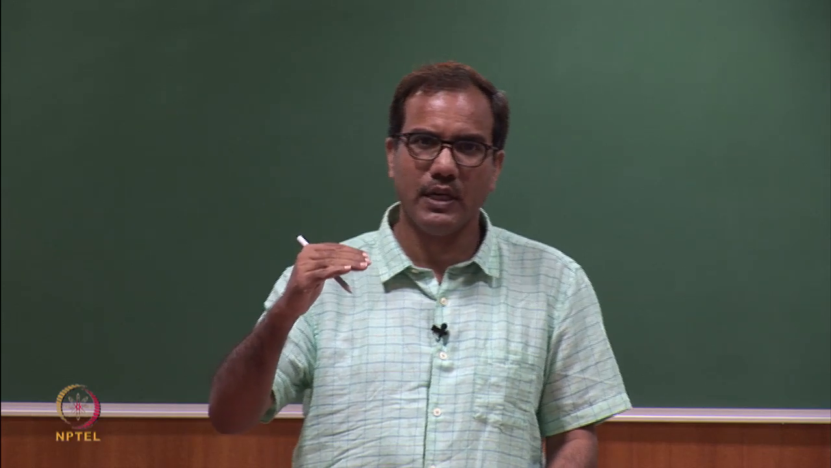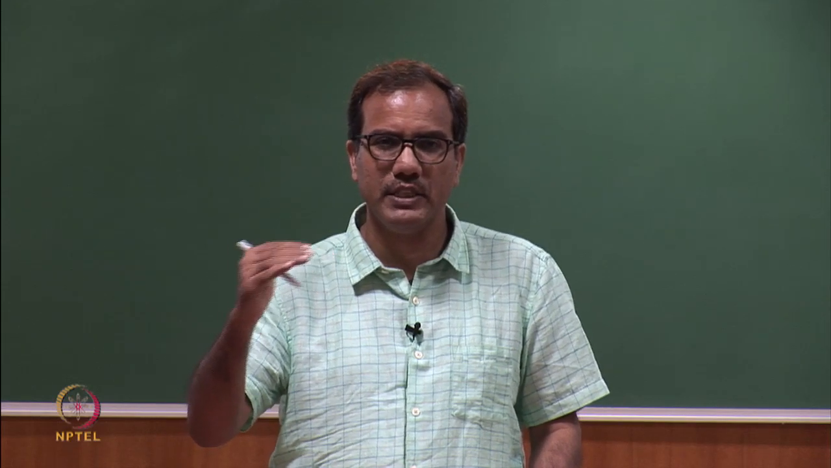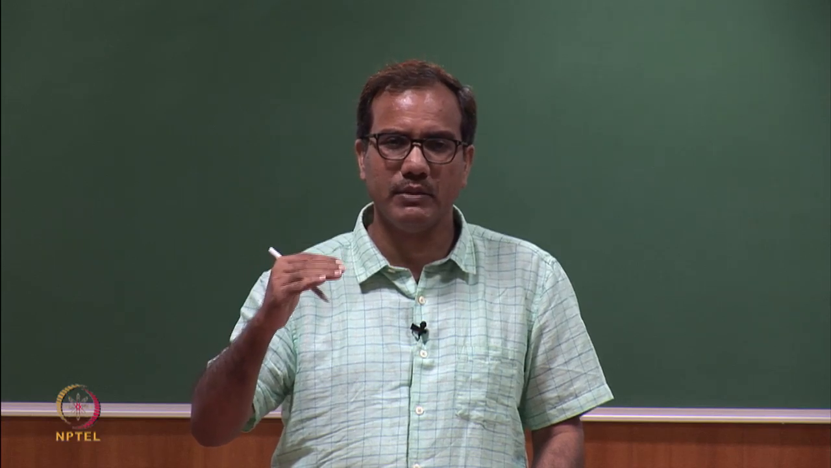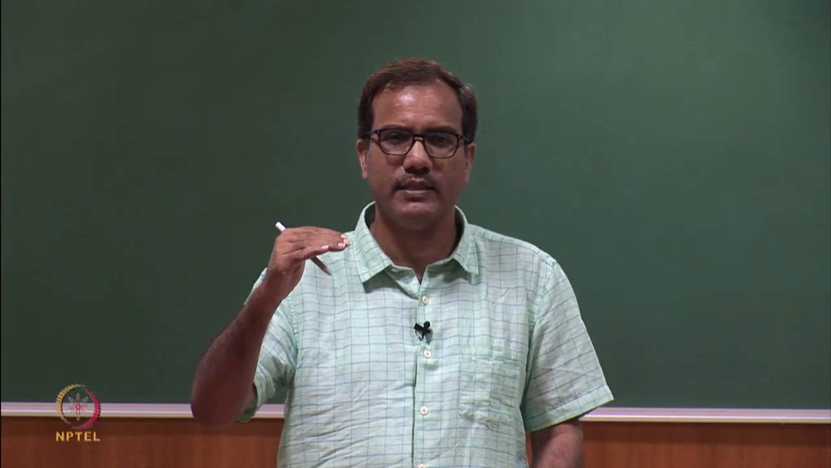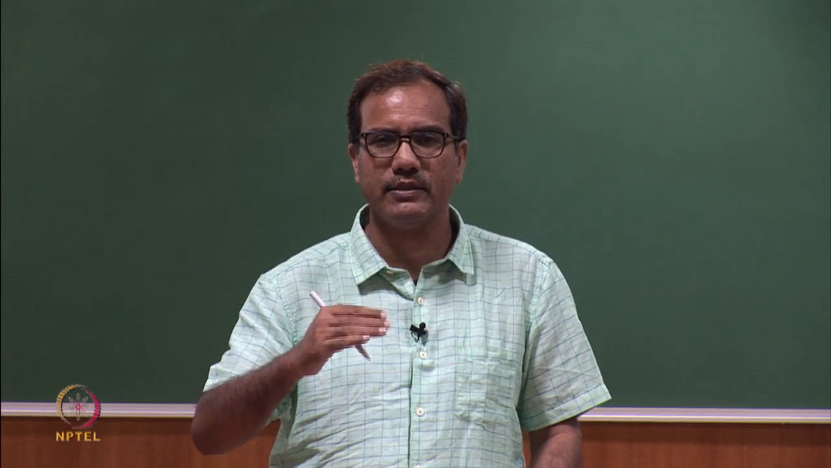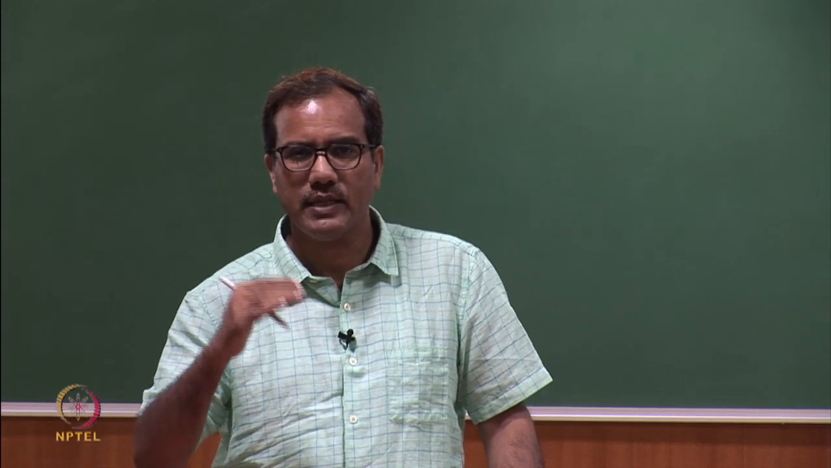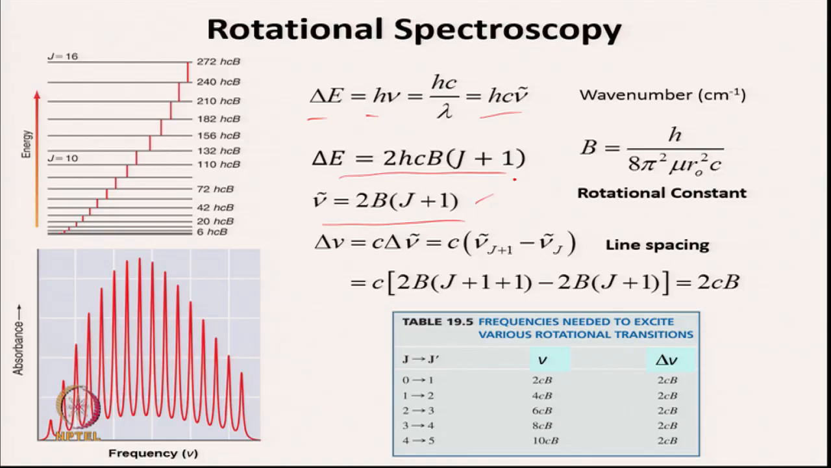Some of the books write the frequency in terms of just 2Bj, where they are assuming that your final or excited energy level is j. So, basically they are looking at the transition from j minus 1 level to j. Here we are looking at the transition from j level to j plus 1 level, and so your wave number is 2B(j plus 1).